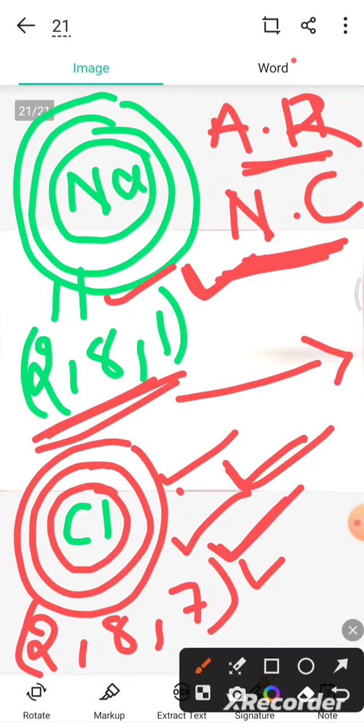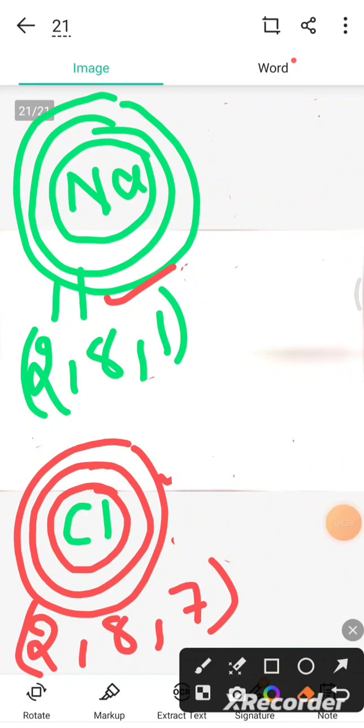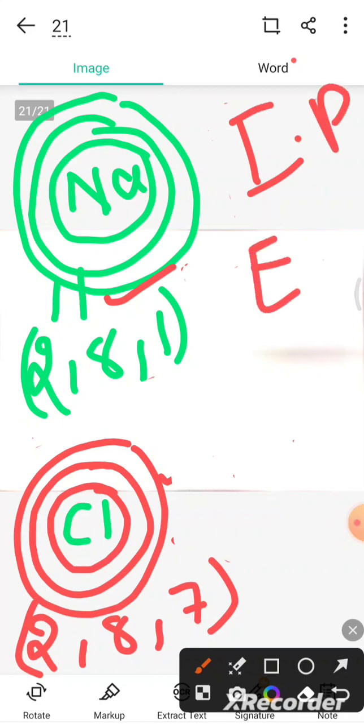Now let us try to understand what is ionization potential. So let me erase certain things here. See students, ionization potential means the energy required to remove the loosely bound electron from the atom. Your metals are always ready to lose and non-metals are always ready to gain. Why? For getting stable.